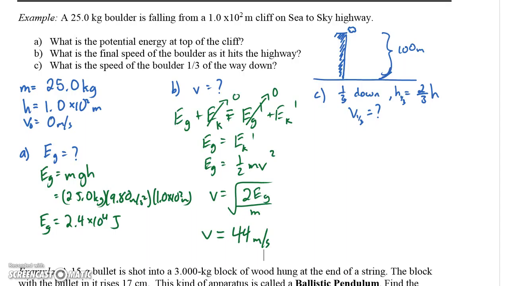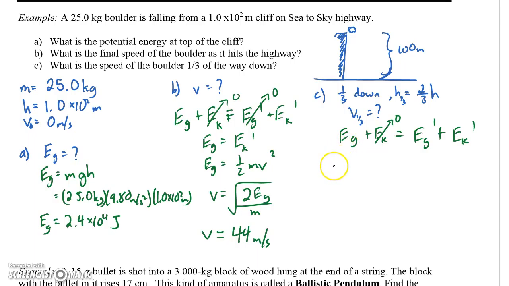Now, the same situation here, we're going to start with our same thing. Eg plus Ek is equal to Eg prime plus Ek prime, starting at the same point. But now we have to think about if there's anything zero. We're still starting from the top of the cliff where it's not moving, so that's still zero. But at this point, we're not all the way to the bottom, and we're still moving, so neither of them is zero. It just complicates the equation a little bit, but it doesn't mean that we have to do anything to advance.